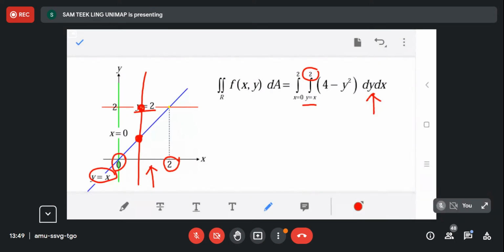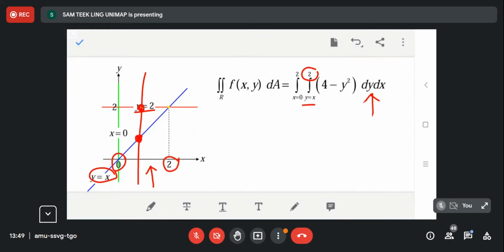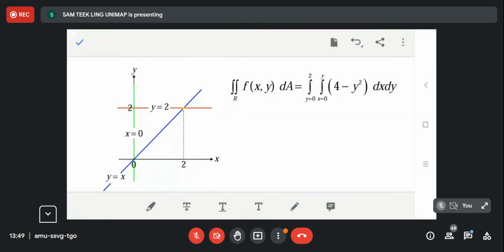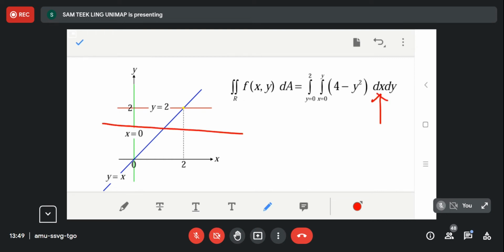So you still remember, we can do dy dx, or you can solve the same question in dx dy. So how to write your limit is also the same. Now start integrating, first one x. So draw one line like your x-axis. Then for x, you start here. Left hand side goes to right hand side for your limit.